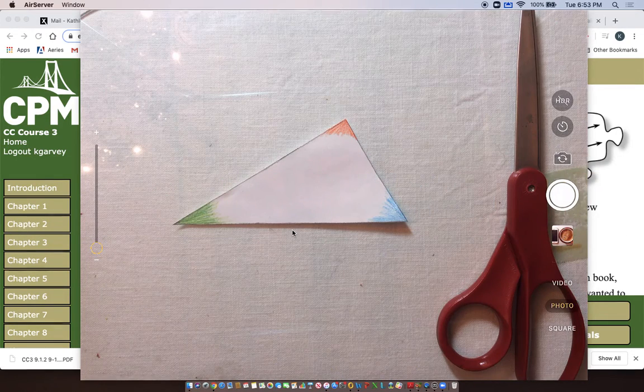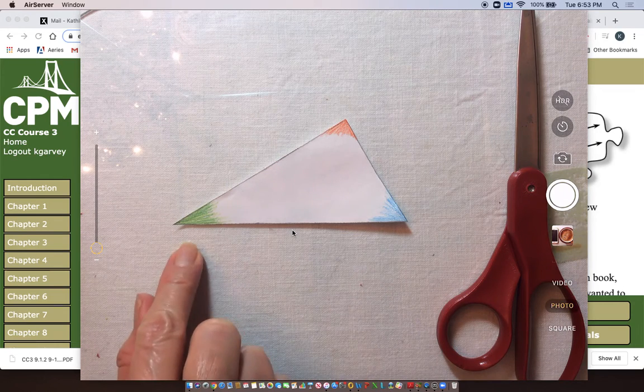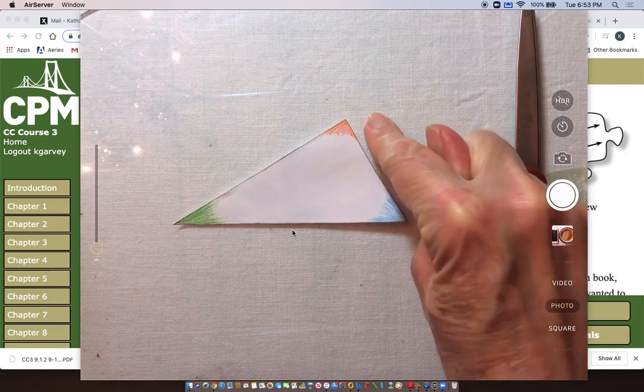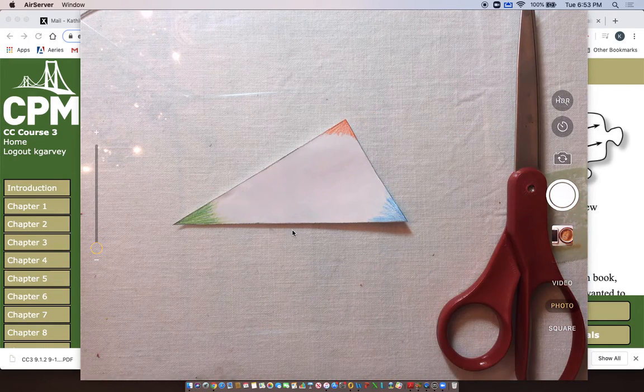Here's a triangle, and here are a couple of questions. If we add up all the angles of a triangle, what will it be equal to? And will it always be the same with different size triangles and different shapes of triangles? All right, well, we're going to explore that.